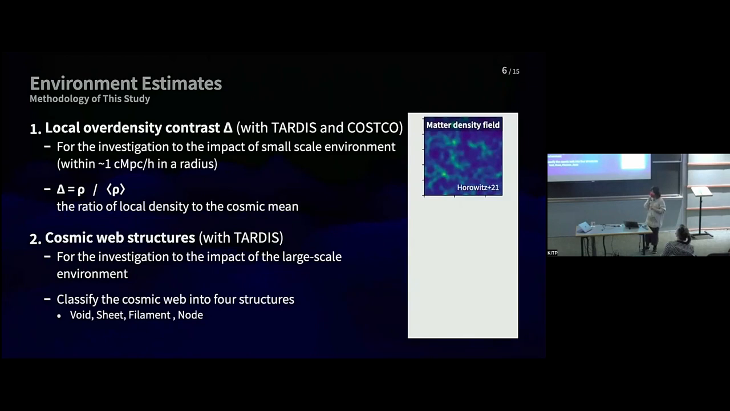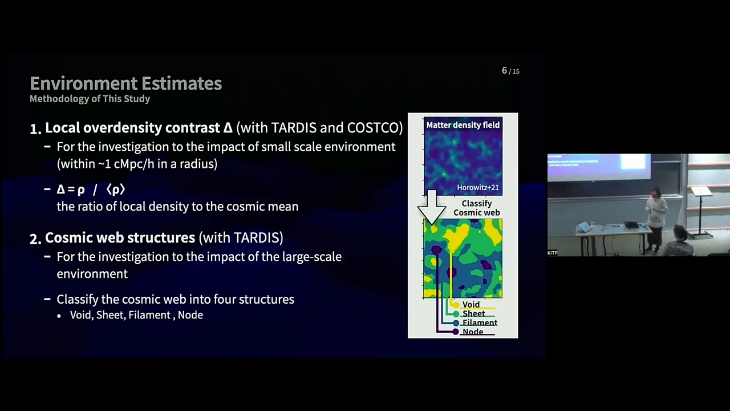So another approach looks at the cosmic web to see the influence of much larger scale in the galaxy evolution. For that purpose, we classify the cosmic web into four structures: void, sheet, filament, and node, from low to high density. The components of the cosmic web were characterized in terms of deformation eigenvalues and eigenvectors.